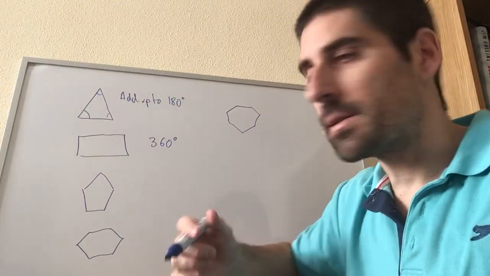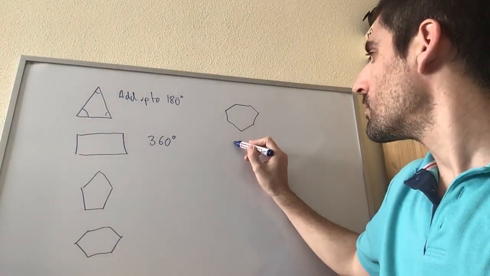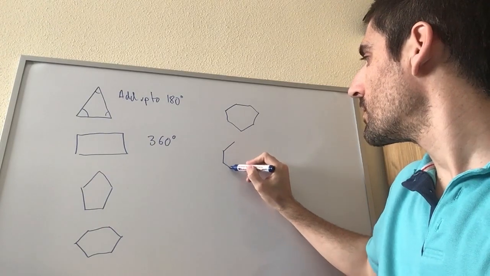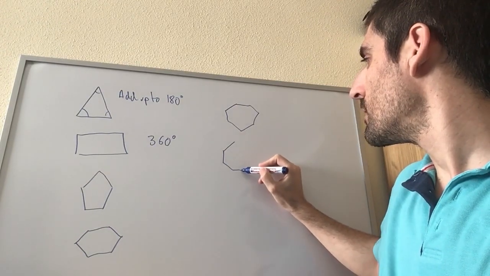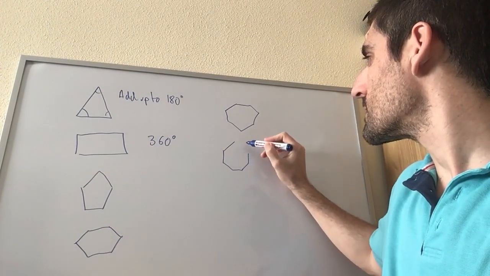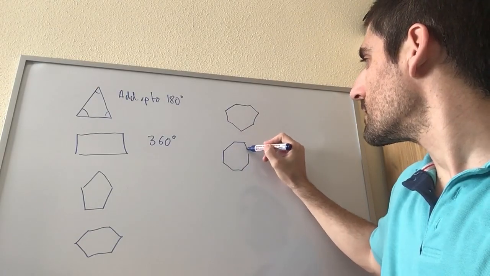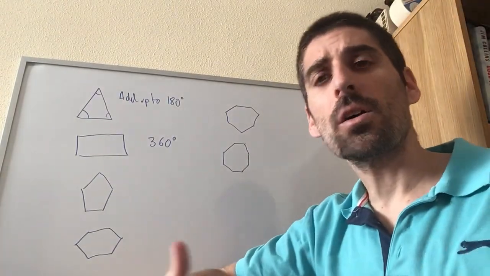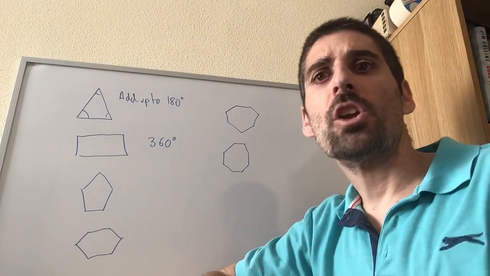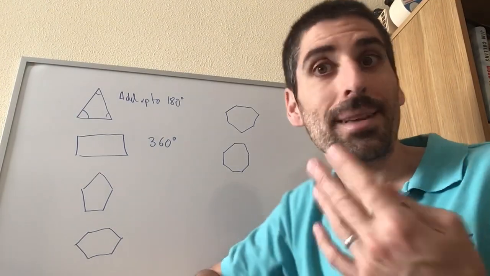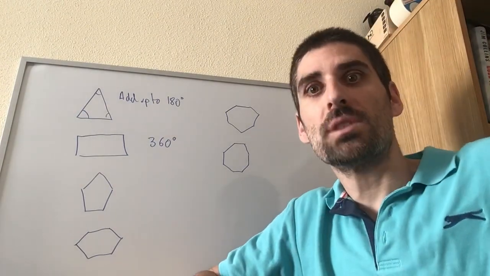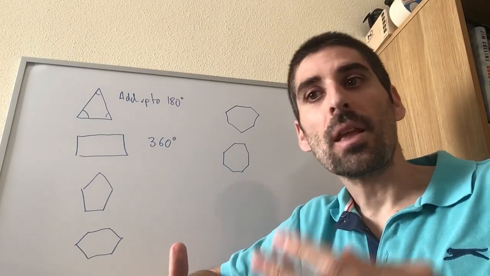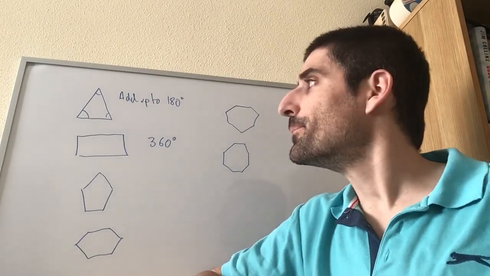Or what about an octagon then? What about an octagon? 1, 2, 3, 4, 5, 6, 7, 8. Do we know what the angles in an octagon add up to? What about nonagon, a 9-sided polygon? Or what about a decagon? Or what about a 22-sided shape? Can we find that out? And that's what we're going to explore today.